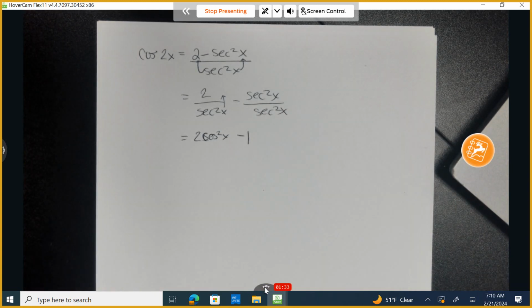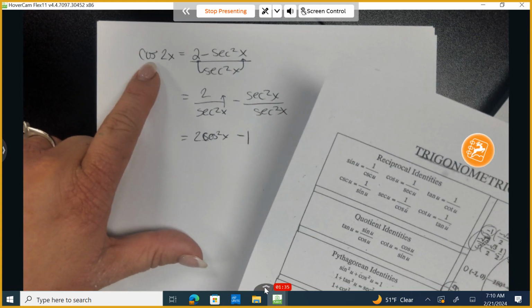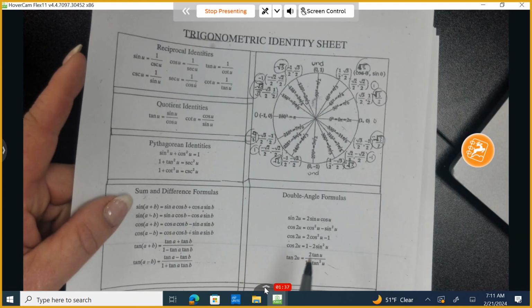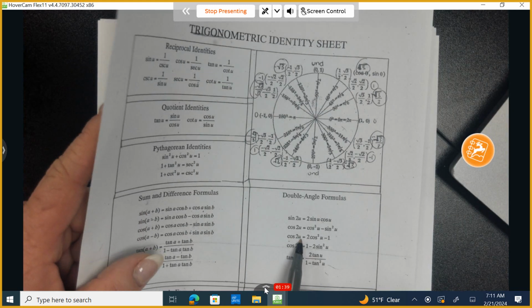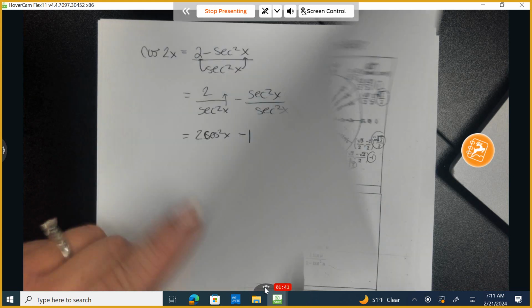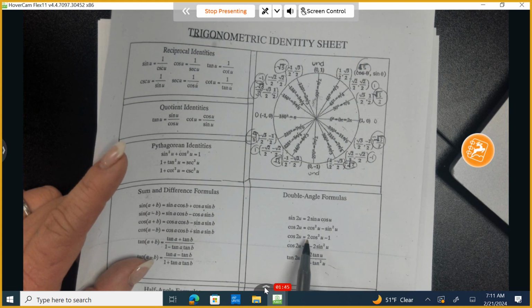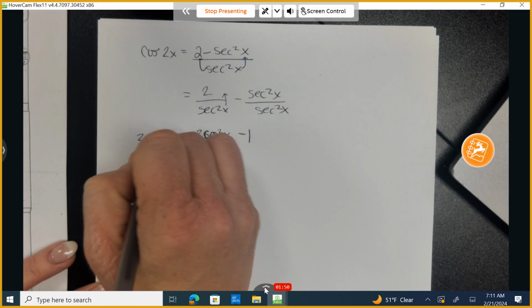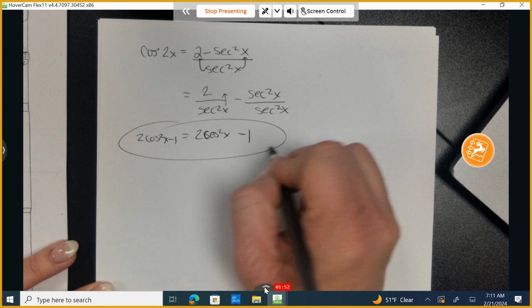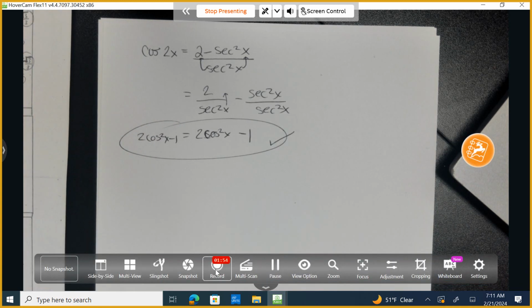Before I do anything with the left-hand side, I want to see if any one of these versions matches this. I can see that the cosine of 2u, by the way, it's the same thing as the cosine of 2x, is equivalent to this form. So I'm going to write down on the left-hand side 2 cosine squared x minus 1. The left side equals the right side. We've verified the problem.